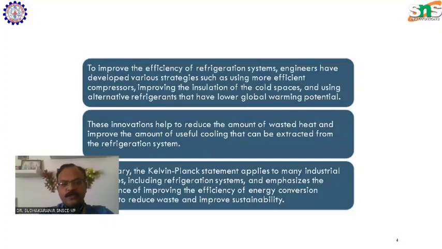So to improve the efficiency of the refrigeration systems, various strategic methods have been developed, like improving the compressor efficiency, improving the insulation of the cold spaces, and using alternate refrigerants. All these have been incorporated now. The refrigeration systems are more efficient than before.